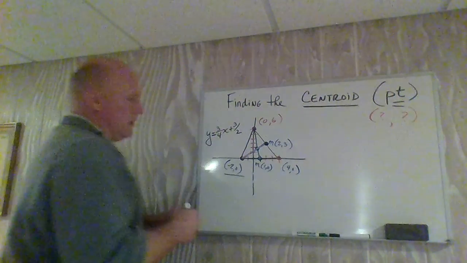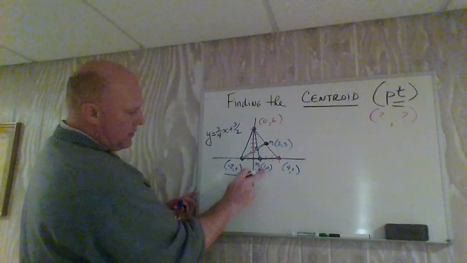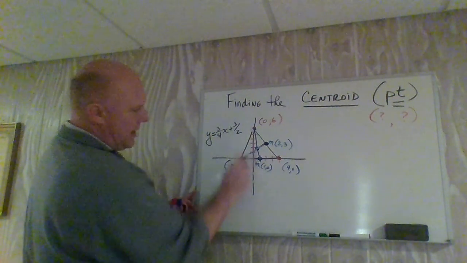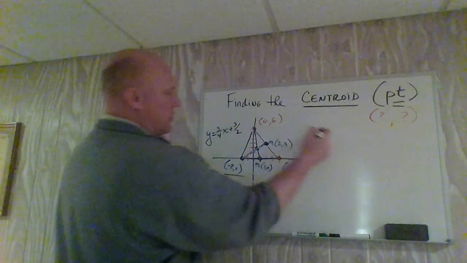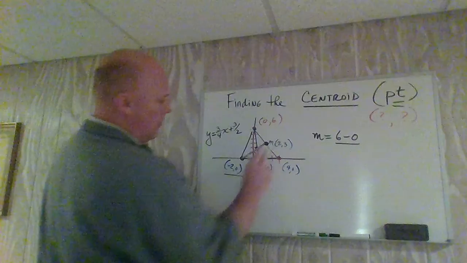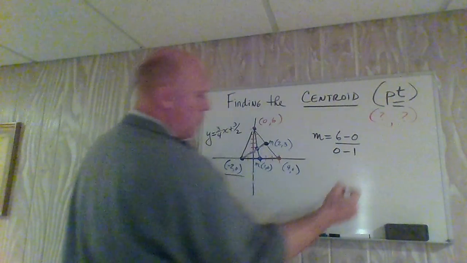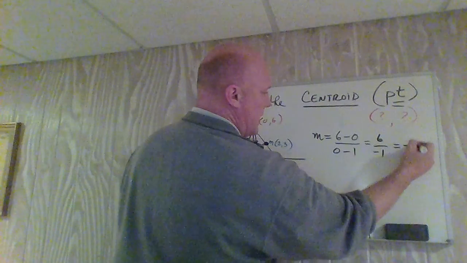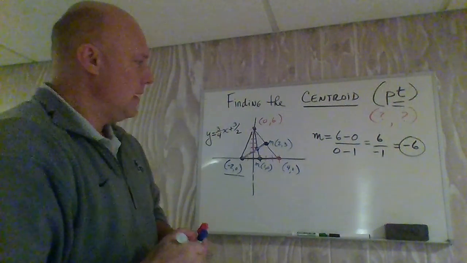I've got to find the slope first. So I'm going to use 0, 6, and this 1, 0. I'm going to use these 2 points to find the slope of that really steep negative line. I'm going to use the y coordinates first. So the slope would be 6 minus 0, the y coordinates, divided by 0 minus 1, and we get 6 over negative 1, which is negative 6. I like that because that's a nice whole number.